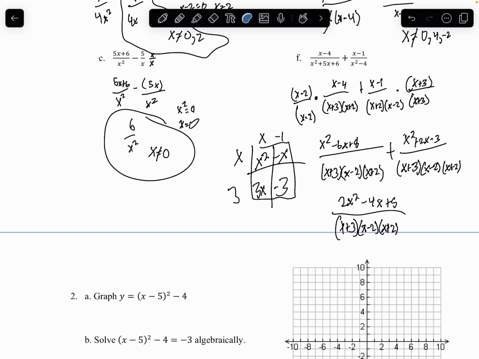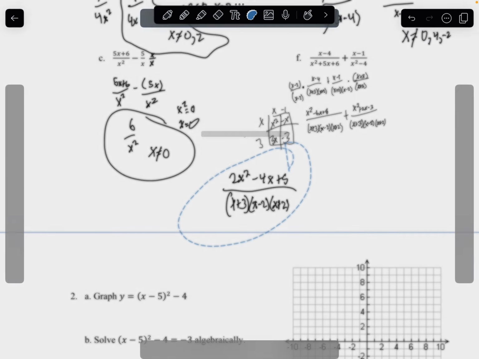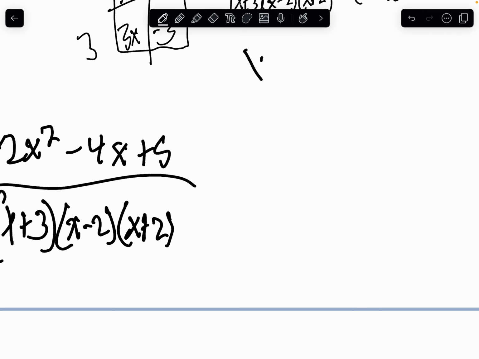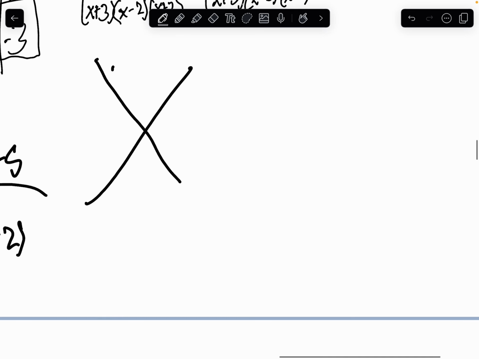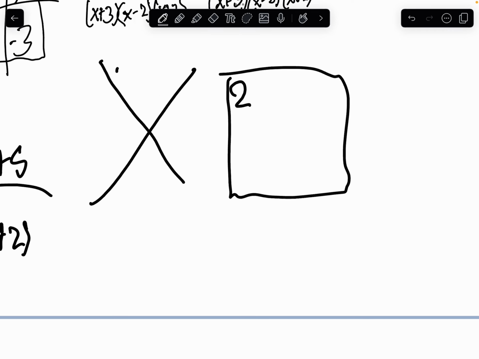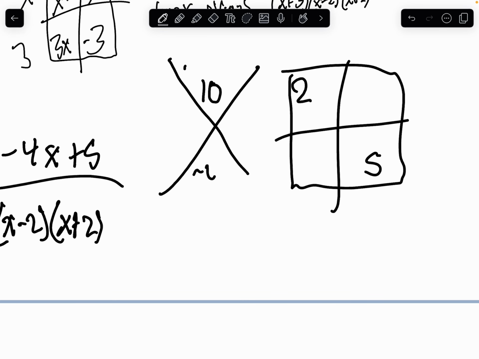Now I'm going to shrink everything so I have more room. And I'll move this over. Alright, now we have to factor the top to see if anything cancels. We'll create the x in the box. 2, 5. Just going to multiply to 10 and add up to -4.